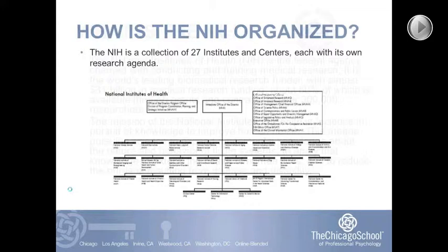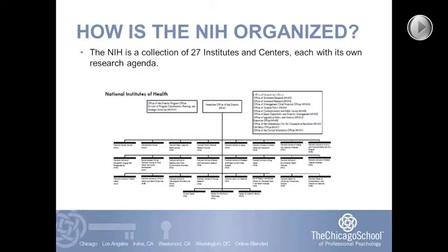This is a graphic that shows you how the NIH is organized. And the NIH is not one thing. It is a collection of institutes and centers. And I know it's hard to see all the names of the institutes and centers that are listed here, but there are 27 of them.